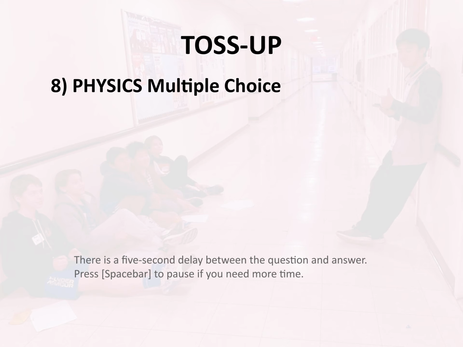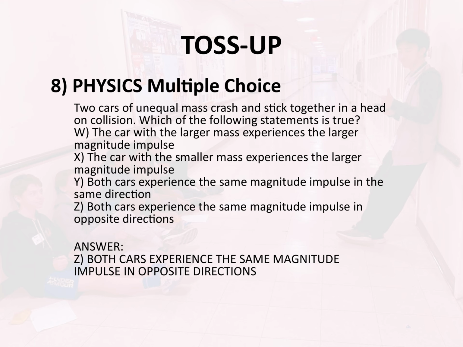X. The car with the smaller mass experiences the larger magnitude impulse. Y. Both cars experience the same magnitude impulse in the same direction. Z. Both cars experience the same magnitude impulse in opposite directions. Answer. Z. Both cars experience the same magnitude impulse in opposite directions.